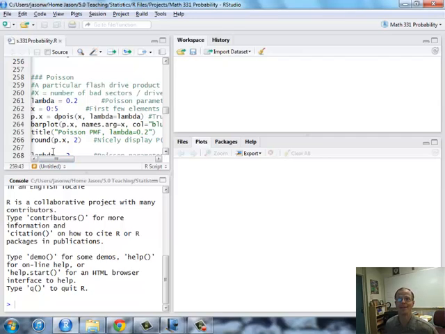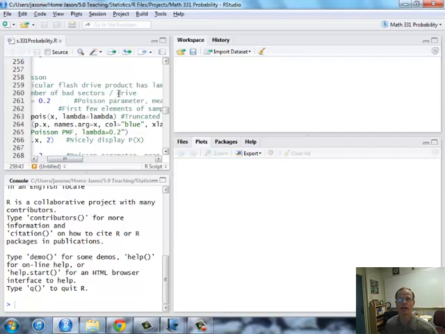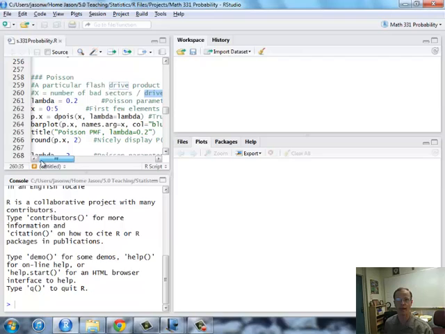So X is going to be the number of bad sectors on a drive. That's the random variable. And it's Poisson distributed, with bad sectors independent of one another. Let's assume that that's a result of the manufacturing process. They don't corrupt the others. They're isolated.